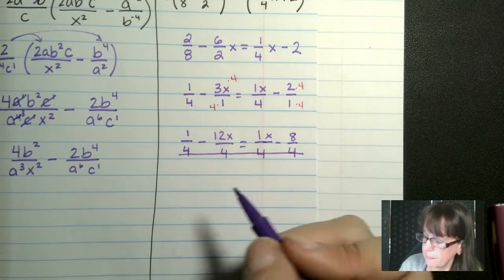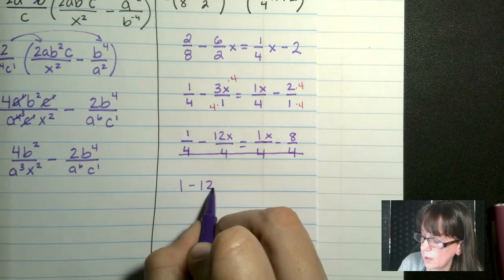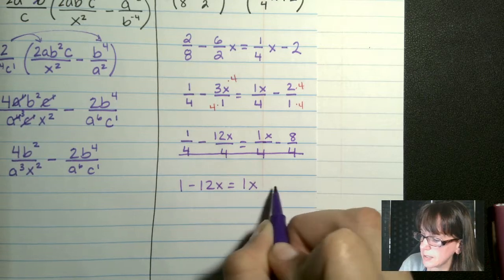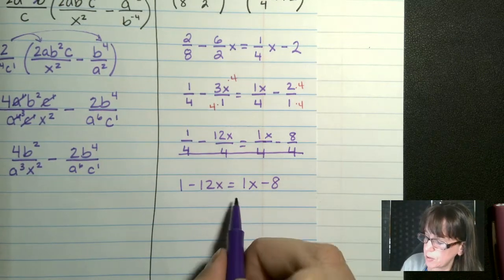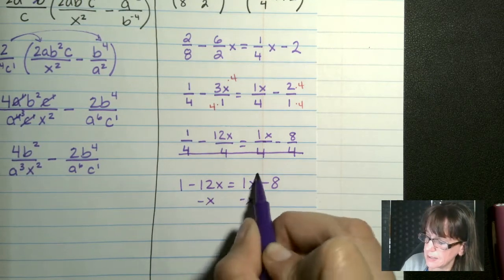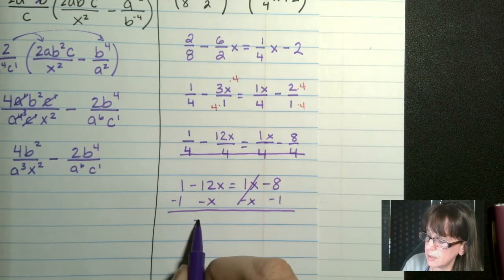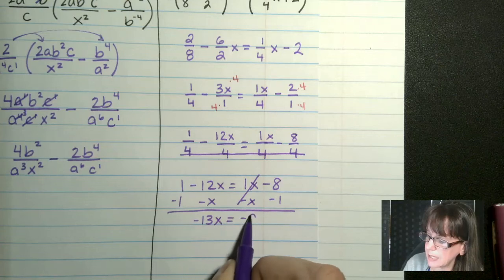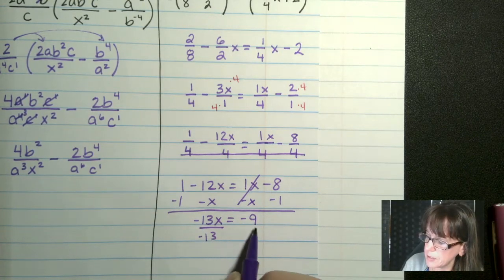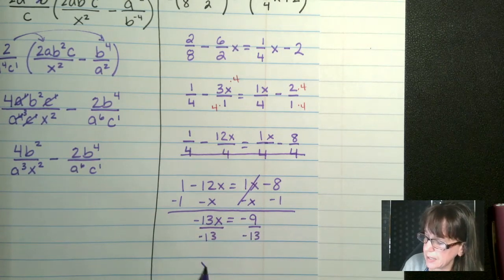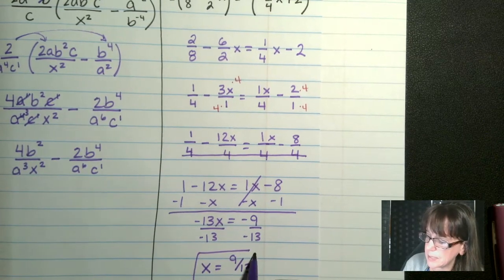Don't do it if you don't. Now I have 1 minus 12x equals 1x minus 8. So I'm going to minus x, minus x. At the same time, I'm going to minus 1. So I get negative 13x equals negative 9. Divide by negative 13, divide by negative 13, and I end up with x equals 9 over 13. There is my answer.